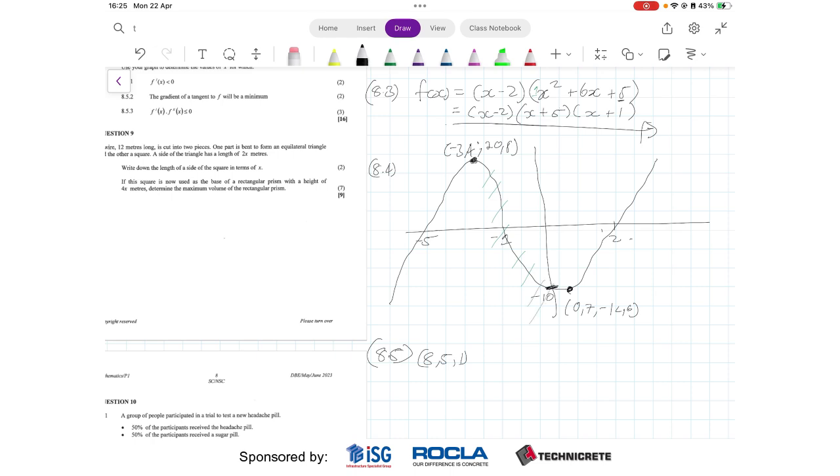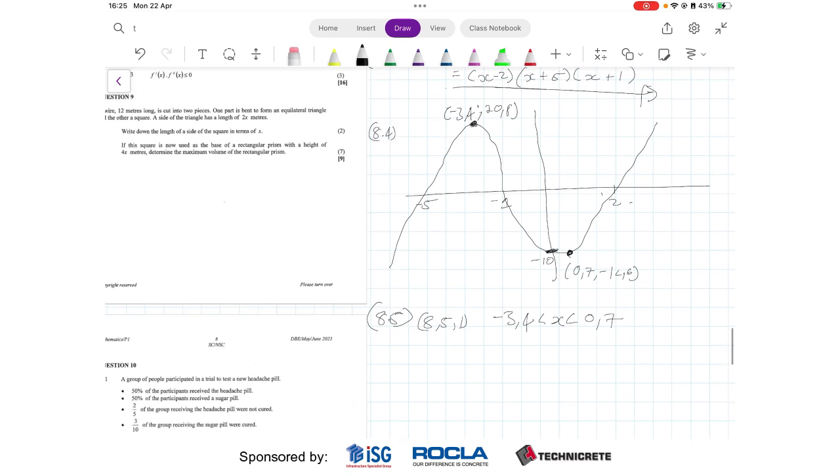And that occurs when x is between minus 3.4 and 0.7. Because those are our turning points, remember? That's where the concavity of our graph changes. The turning points are the points at which the concavity of our graph changes. So that's going to be minus 3.4 less than x less than 0.7.